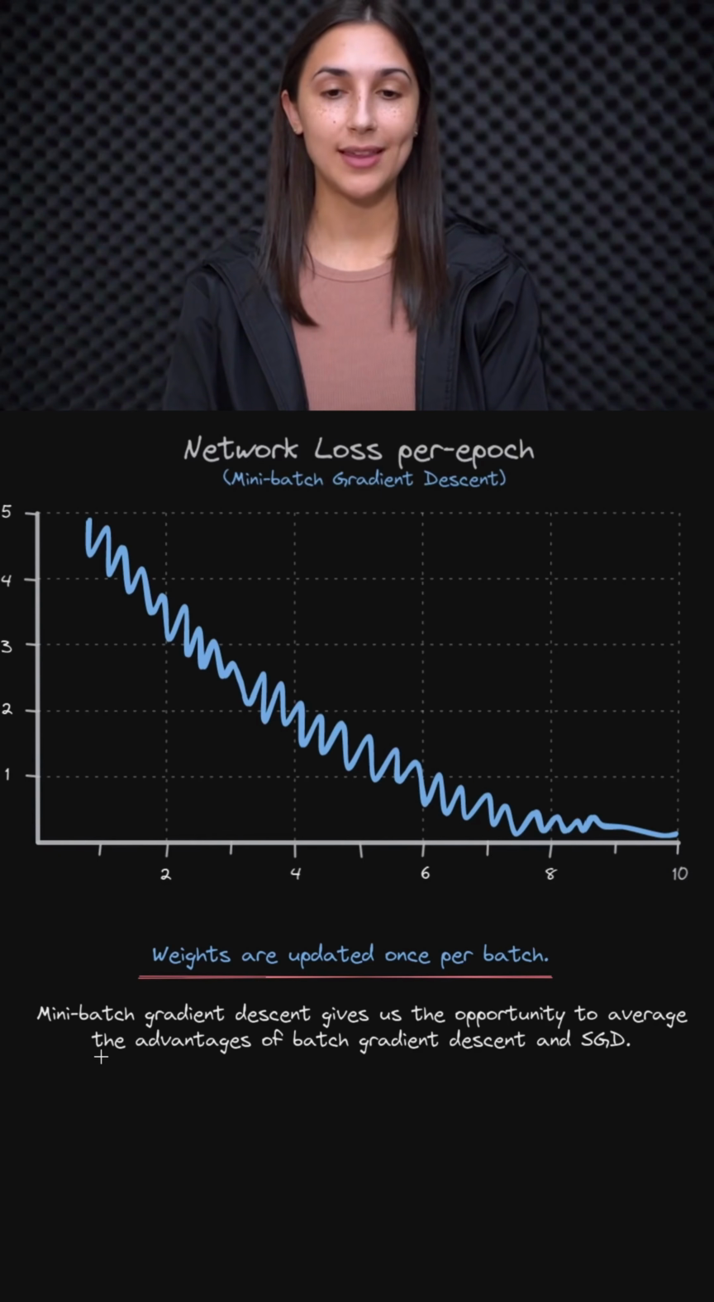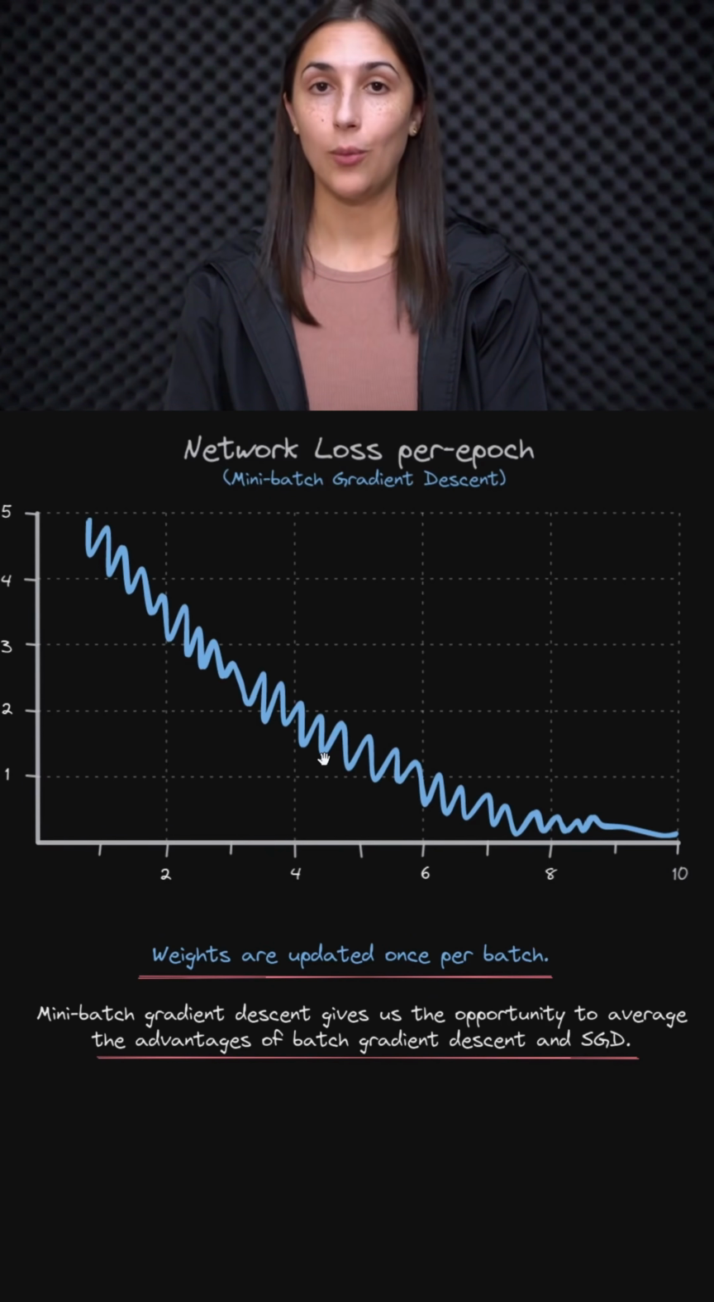So with this approach, we can see that we're averaging the advantages of both batch gradient descent and stochastic gradient descent. And we can see that with the loss curve here, where we are having fluctuations, but they're smoother and not as much of jolts as what we saw with stochastic gradient descent. And we're smoothly descending like what we saw with batch gradient descent.